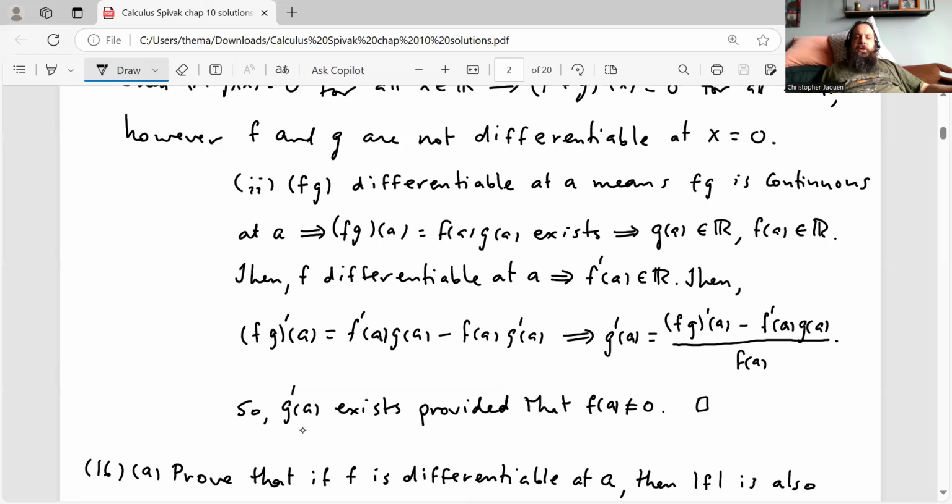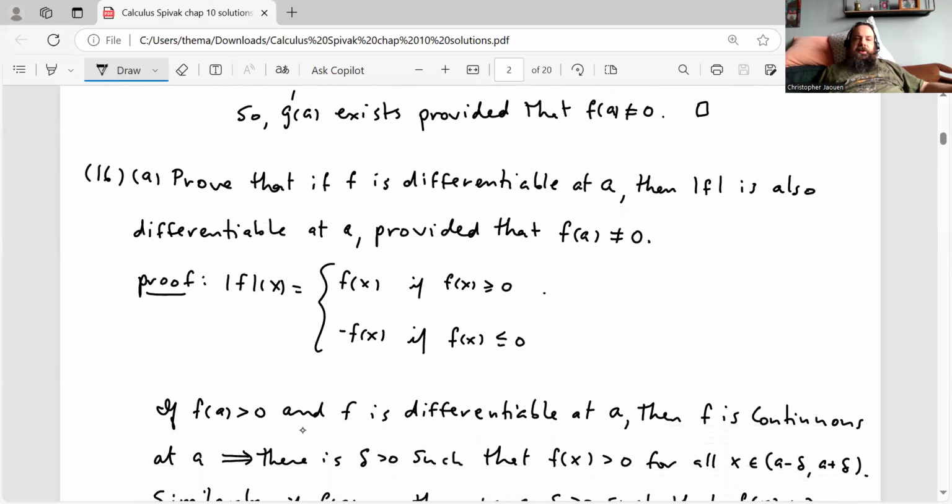All right, this answers question number two. We have to derive a condition on f of a in order to say whether g is differentiable at a. So here, f times g differentiable at a means f times g is continuous at a, which implies that g of a exists, so g of a is a real number, and f of a is a real number. Then f differentiable at a implies f prime of a is a real number. Then the derivative of f times g at a by the product rule is f prime of a times g of a, plus f of a times g prime of a, and then just solve for g prime of a, and that gives you this expression here. So g prime of a exists provided that f of a is not 0.